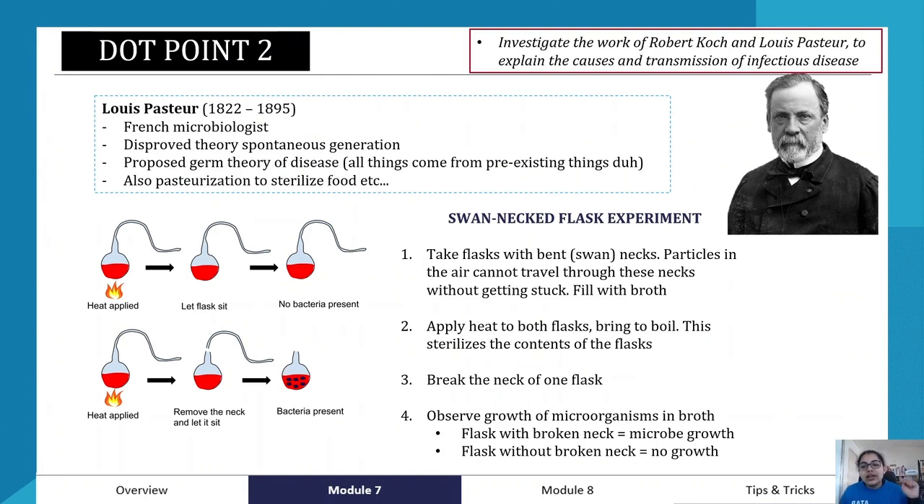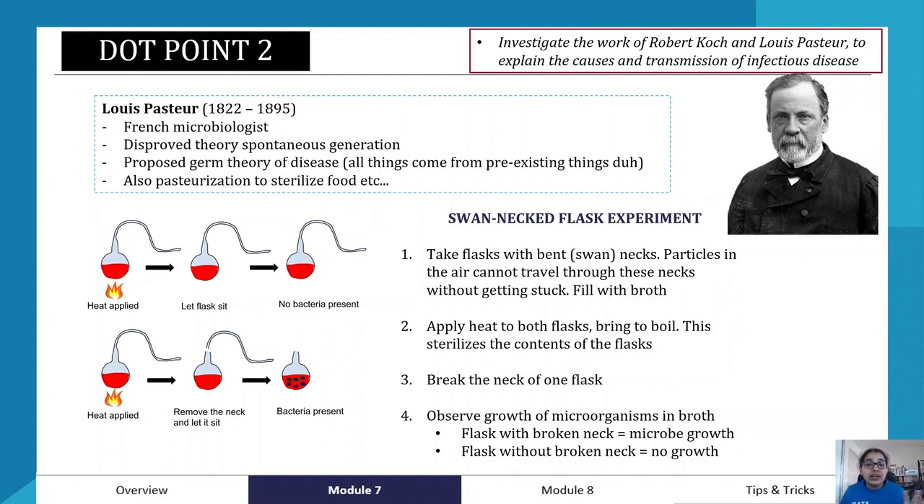Now, Louis Pasteur was a French microbiologist. He disproved the theory of spontaneous generation, and he also proposed the germ theory of disease. The germ theory of disease is essentially saying that all things come from pre-existing things. Diseases come from things that already exist in nature. It's not just happening out of nowhere, which is kind of what the theory of spontaneous generation was, that it just happens on its own. So how did he do that?